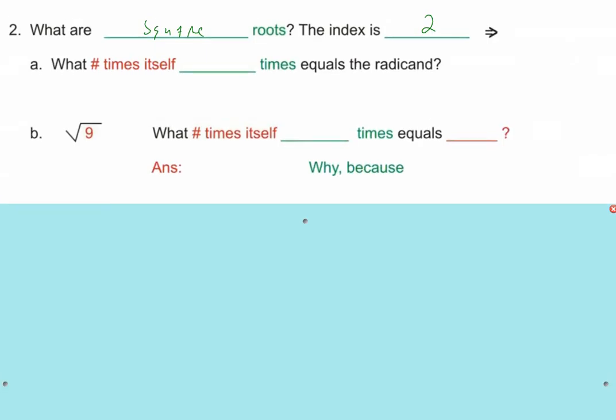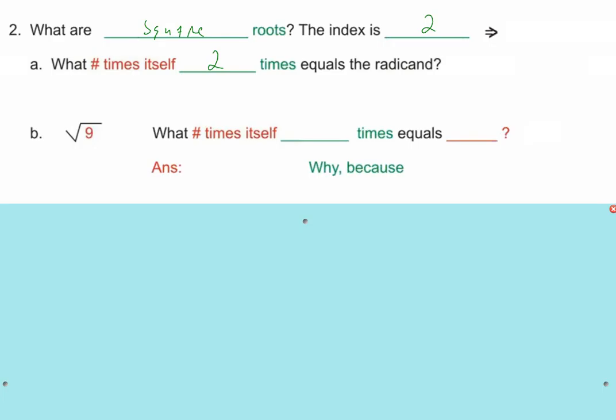So here's what a square root means. What number times itself, and I'm going to use my green here, 2 times? Where did I ever get the 2 from? From the index. The index tells you how many times. Square roots, that would be a 2 times. If this was a cube root, I would be saying what number times itself 3 times. If the index was 4, I would be saying what number times itself 4 times. That's how that works.